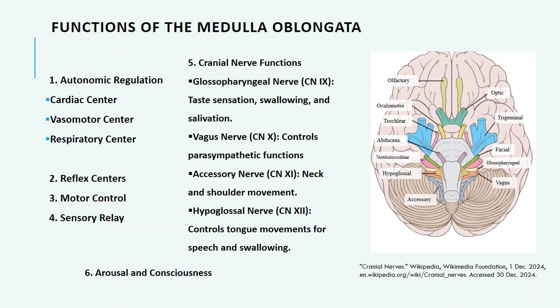Cranial nerve functions. The glossopharyngeal nerve controls taste sensation, swallowing, and salivation. The vagus nerve controls parasympathetic functions including heart rate and digestion. The accessory nerve controls neck and shoulder movements. And the hypoglossal nerve controls tongue movements for speech and swallowing. Number 6, arousal, sleep-wake cycle, and consciousness are regulated by the reticular formation.